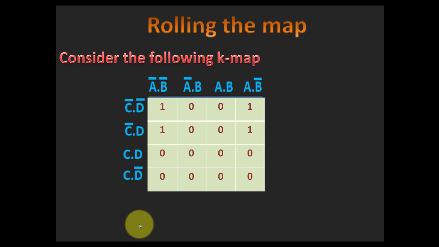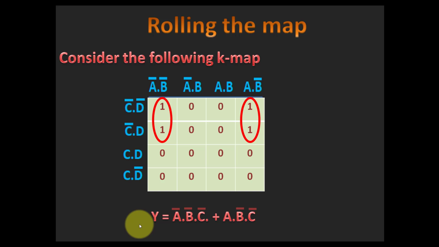Now consider this K map. In this K map, of course, it is a SOP K map. This property is also the same for POS. So in this K map, we have two pairs. Now we write the equation of the two pairs as a bar dot b bar dot c bar plus a dot b bar dot c bar. So these are the two pairs.